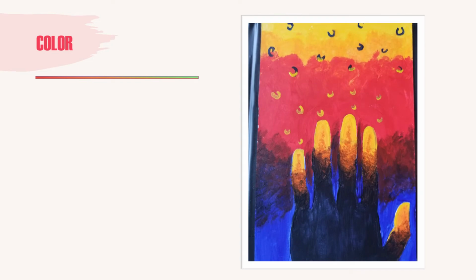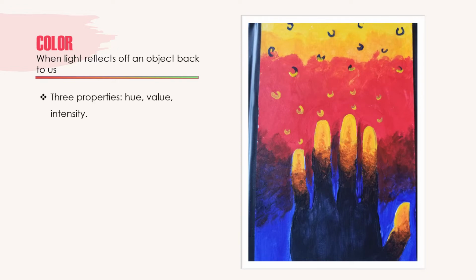The definition of color is not as fun as you'd think. Color is just light reflecting off the object back to us. To make up for that, did you know Sir Isaac Newton created the first color wheel after experimenting with a light spectrum? Pretty sweet, right? Anyways, there's 3 properties used to describe color: hue, value, and intensity.